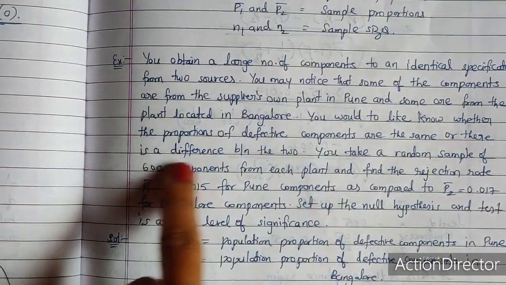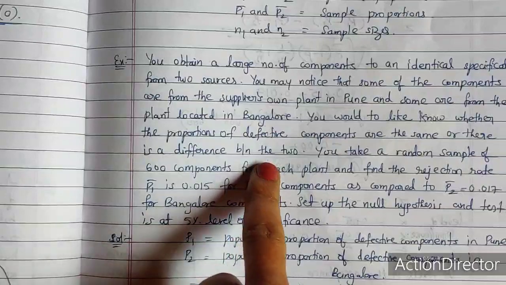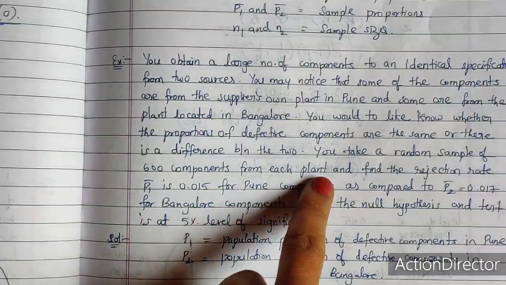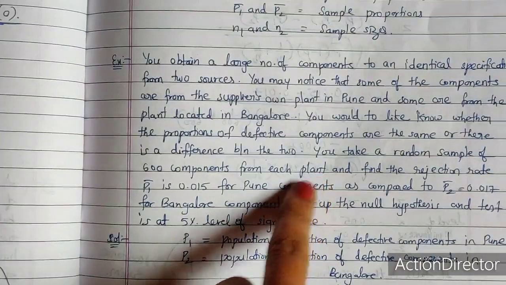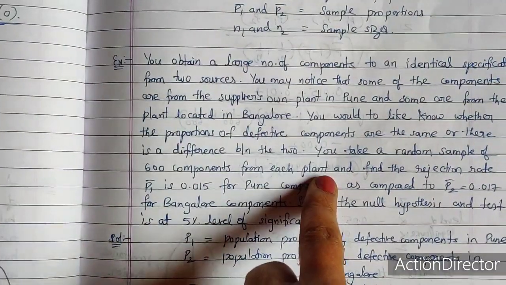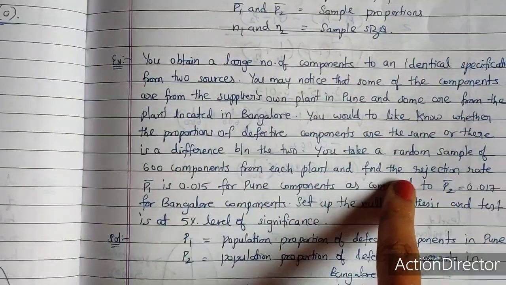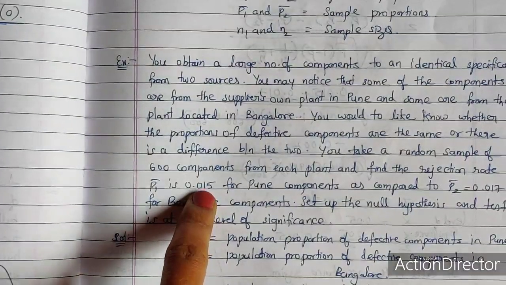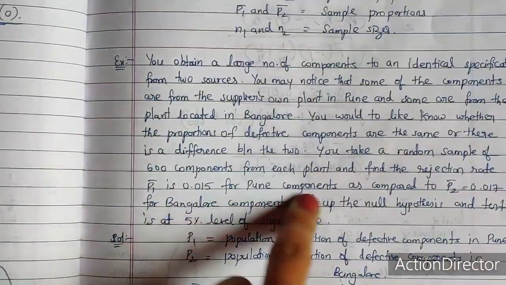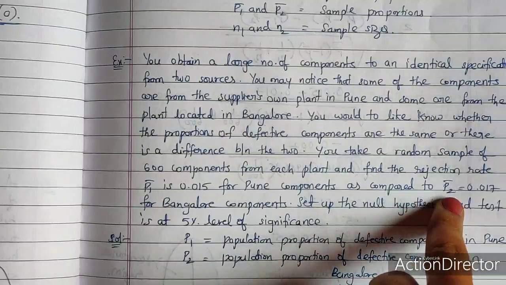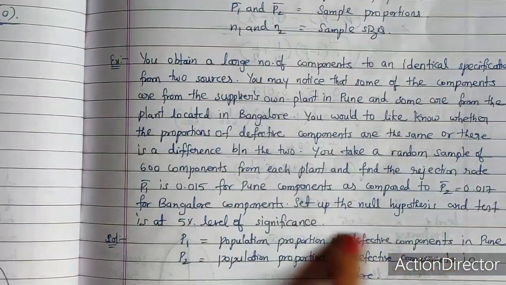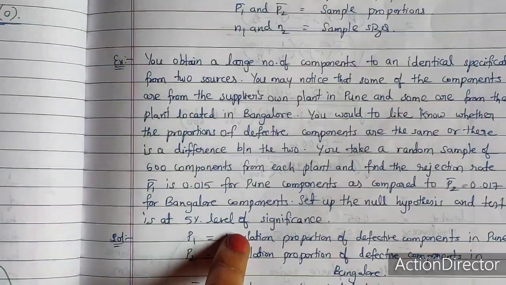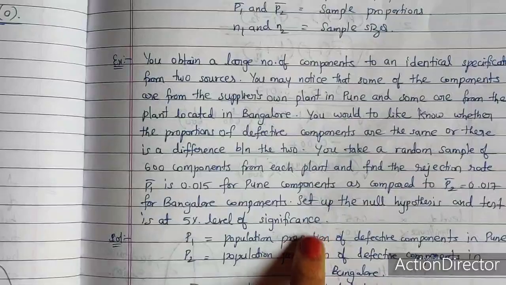They are the same or they are different, that we have to calculate. You take a random sample of 600 components from each plant. So from Pune we take 600 components, and from Bangalore we take 600 components, and find the rejection rate, that is P1 bar equal to 0.015 for Pune components as compared to P2 bar equal to 0.017 for Bangalore components. Set up the null hypothesis and test it at 5% level of significance.